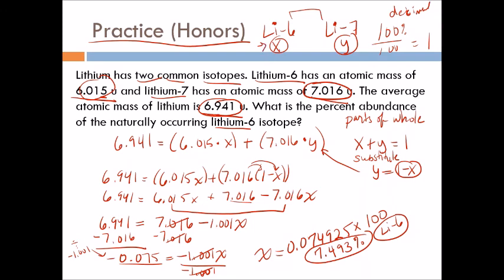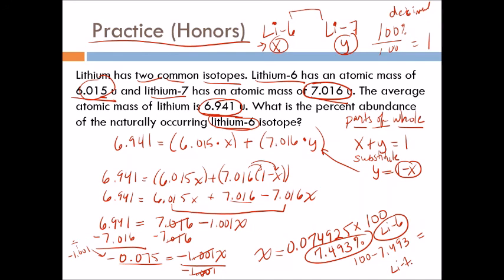And that's what we wanted, because we wanted lithium 6. However, if I also asked you for lithium 7, how would you figure that out? How would you figure out lithium 7? Remember, the parts of the whole should what? They should add up to 100. So in this case, when I've already changed it to 100, all I have to do is take my 100 and subtract my lovely percent here, and this would give me lithium 7's percent, which happens to be like 92 something.